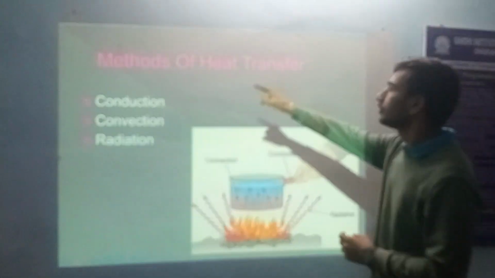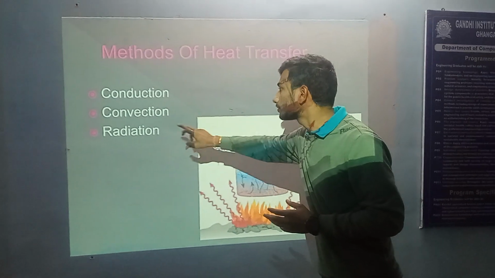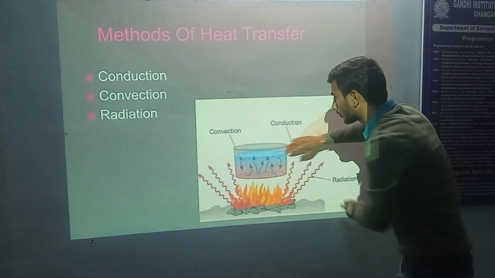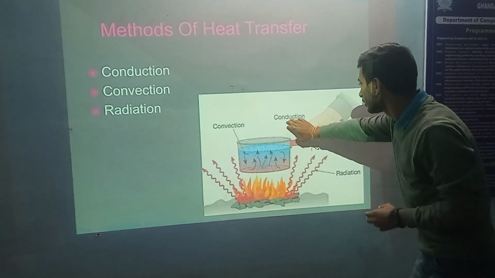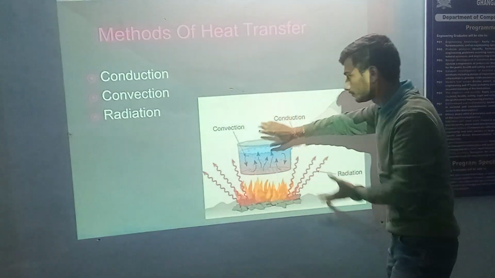Start. Here are the methods of heat transfer. The first is conduction, the second is convection, and the third is radiation. First, here is what is shown in the picture. Convection: here our kettle is heating the water, and then there is conduction. The heating is the processing of flowing water.